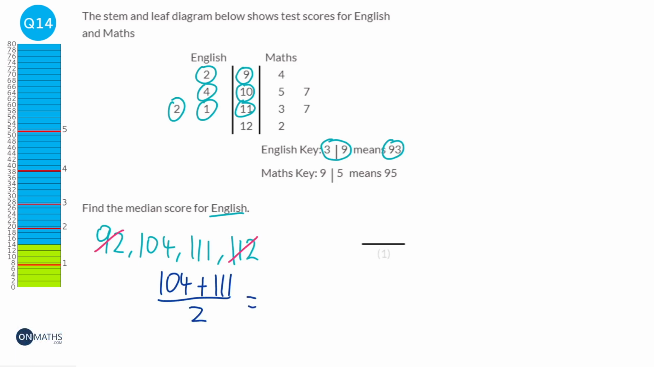So when we do that, we get 107.5 or 0.5. So our answer is 107.5.